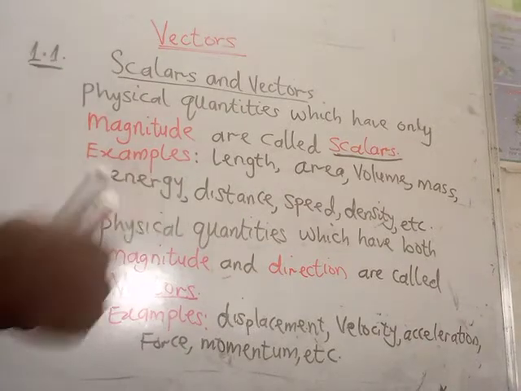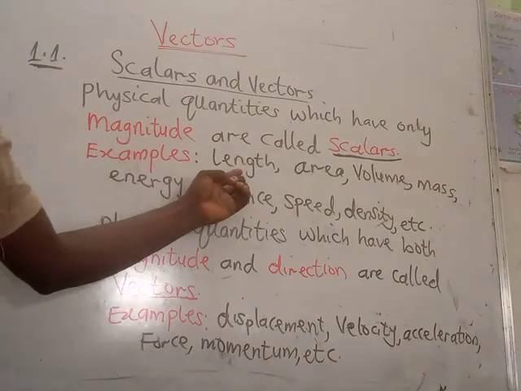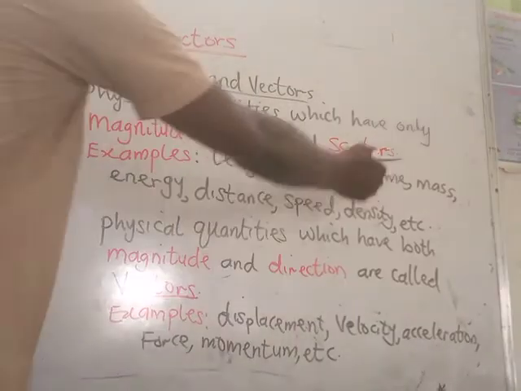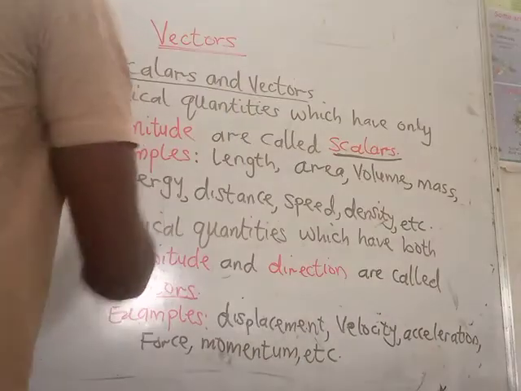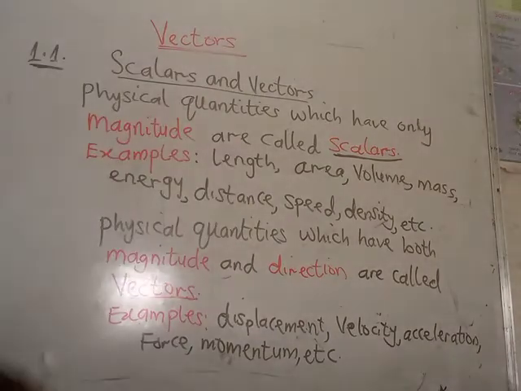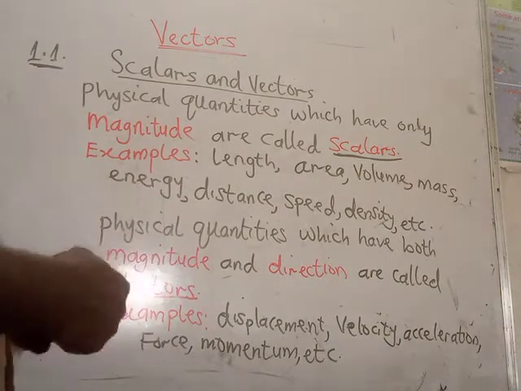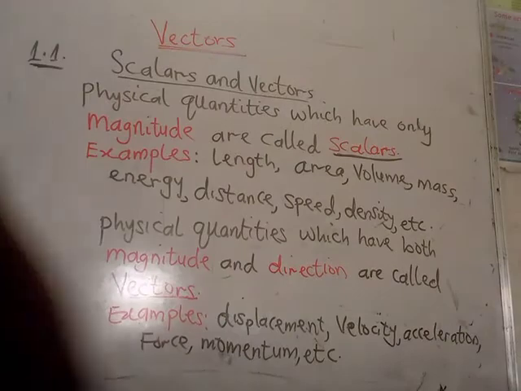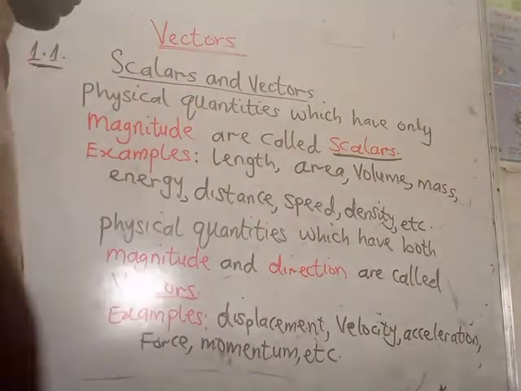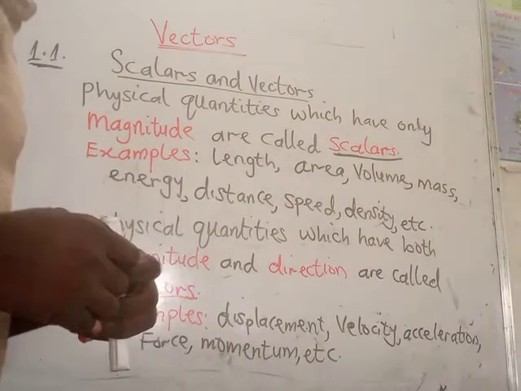Examples of scalar quantities are, but not limited to, length, area, volume, mass, energy, distance, speed, density, and so on. Examples of vector quantities are displacement, velocity, acceleration, force, momentum, and so on.